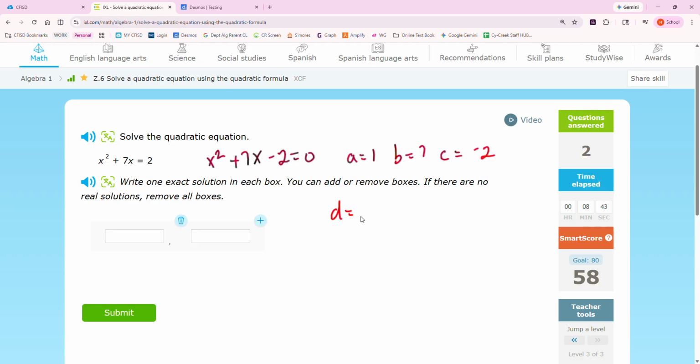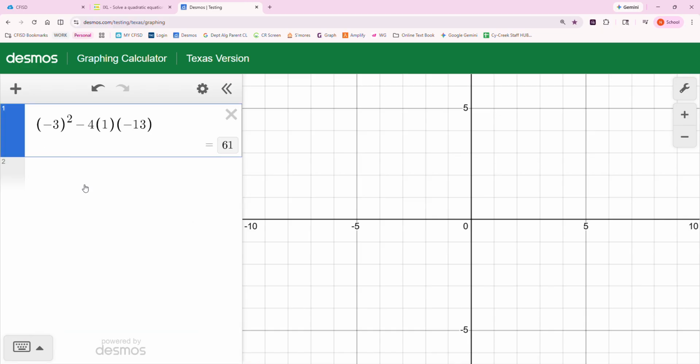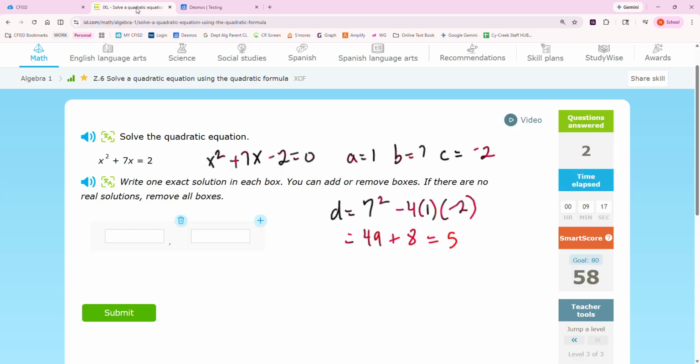So again, we're going to find our discriminant first. So 7 squared, minus 4 times 1 times -2. 7 squared is 49. That's going to give me +8, because negative times negative is a positive. 4 times 2 is 8. Let's see. 49 plus 8 is 57.